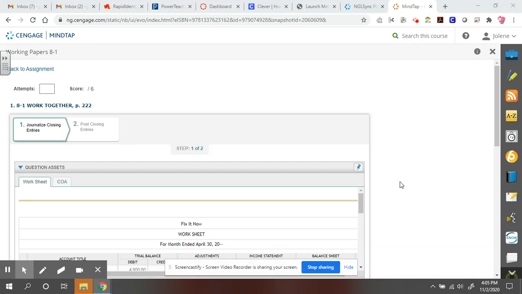You have to close your revenue, which is your sales. You have to close all your expenses, your owner's drawing account, and the income summary account. We haven't used the income summary account yet, but this is when it comes into play. So we're at 8-1, work together, and the first part of this is to journalize the closing entries.